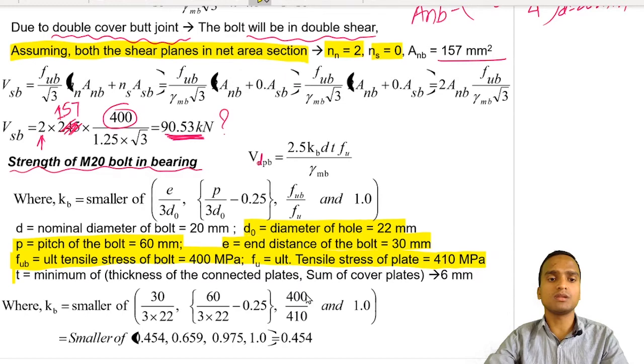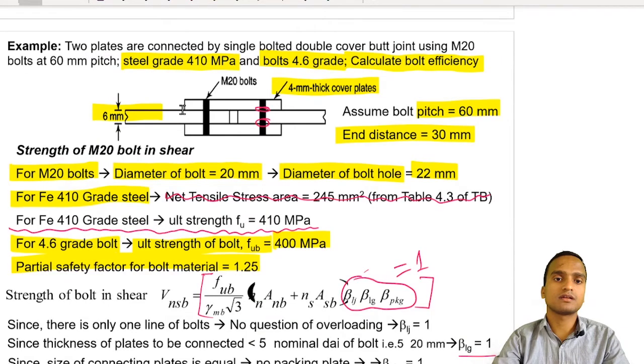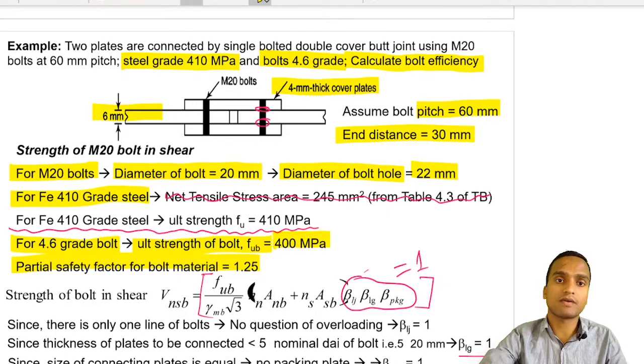Now how it is calculated, we can see also from the diagram where pitch and end distance are shown, and we can see it is a case of butt joint. We have simply added here the summation of thicknesses of plates, and then we have taken the minimum of both the values. Now how to get the value of thickness? So let us see. t is equal to minimum of two values of thickness.